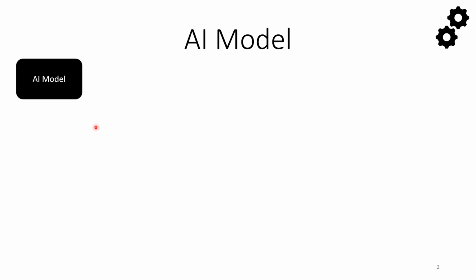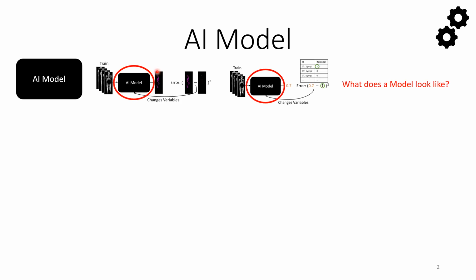So now in this video, we want to go a little deeper into those AI models. We already know that this is a model with a lot of variables that are learned through the training. But how exactly do those models look? That's what we want to do in this video.